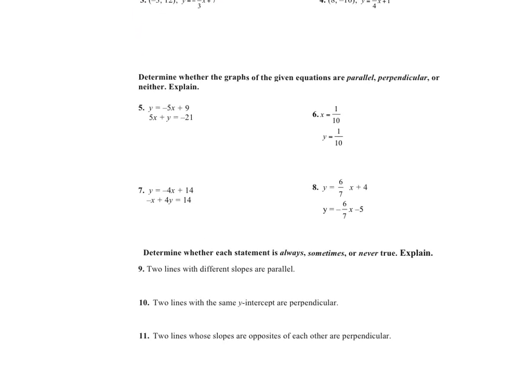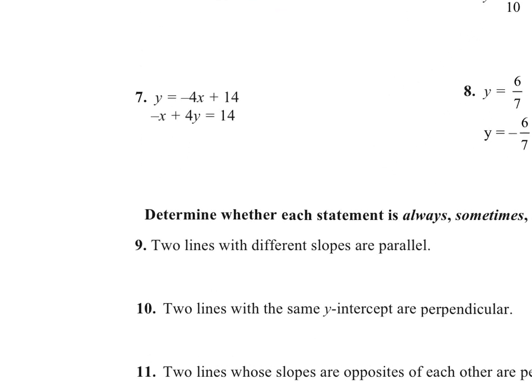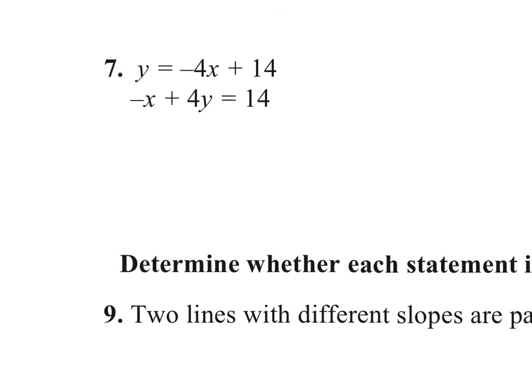Let's look at number 7 here, okay? In order to determine parallel, perpendicular, or neither, we have to look at what matters in an equation to tell if lines are parallel or perpendicular or neither. The answer is we need to look at the slopes of the lines, okay? So if we look at number 7, the slope of this line is right here, right? Your slope is negative 4.